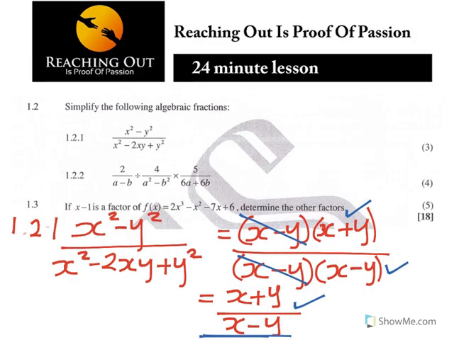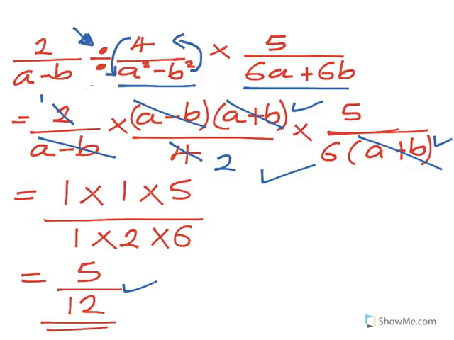Then that becomes a 5 marks. Now the next question that they're asking, they're saying, if x minus 1 is a factor of f of x equal to x cubed minus x squared minus 7x plus 6, determine the other factors. Now on this particular question, this is what I want you to note. I'm going to do 2 methods, the simple one and the long division one.